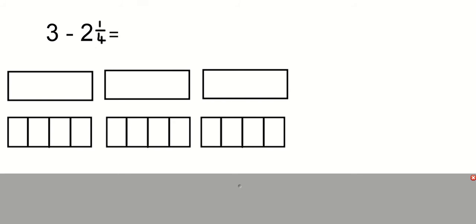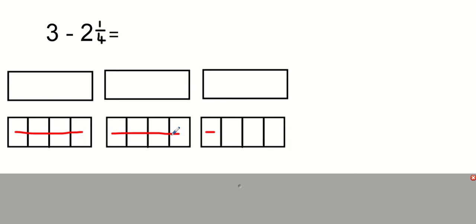So what I'm going to do is mark off what I'm taking. I'm going to take 2 wholes away. So I'm going to take that away, and I'm going to take that away. So that's the 2 wholes, and I'm going to take 1/4, one part out of a quarter. So those are the parts I've taken away.